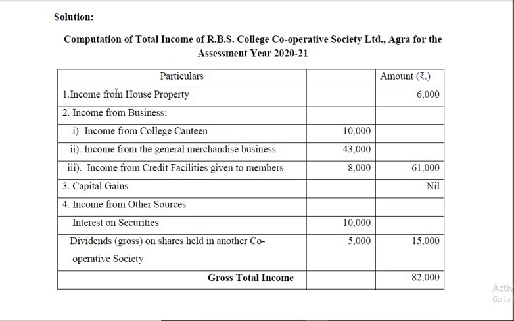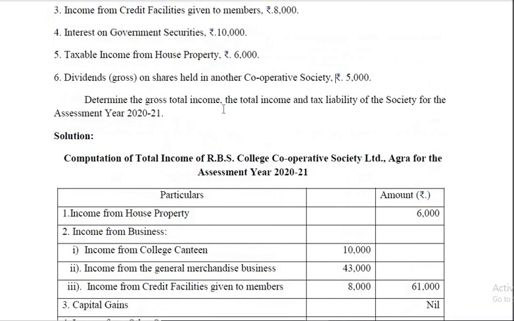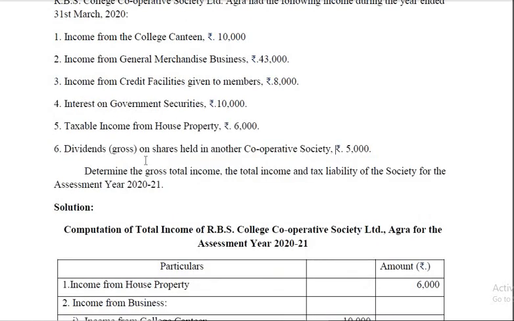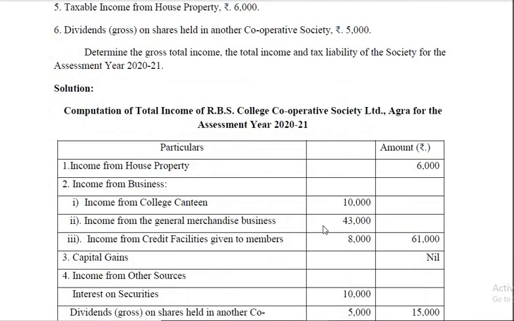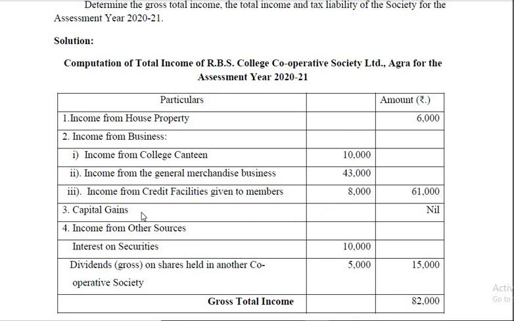As I have already mentioned, there are 5 heads of income, but salary income is not applicable here. The rest of the 4 types of incomes are very much applicable. Income from house property, I told you it is already mentioned, it is 6,000. It should be taken. Then income from business. So here are the items: income from college canteen, income from general merchandise business, income from credit facilities to members. So all these 3 items fall under income from business. That comes to 61,000. In this problem, capital gains are absolutely nil.